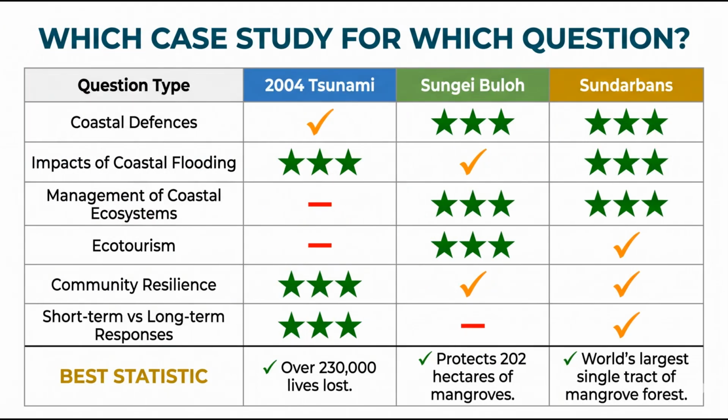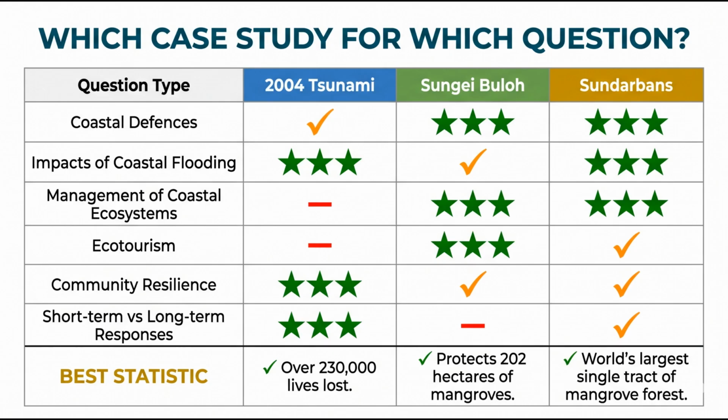Look at the quick reference table on screen. It shows you at a glance which case study to use for which question type. 2004 tsunami, best for coastal protection. Statistic, Cuddalore. 2 deaths versus 6,000 deaths from the same event. Sungei Buloh, best for biodiversity and Singapore management. Statistics, 90+ migratory bird species, 500+ animal species, Ramsar 2002.